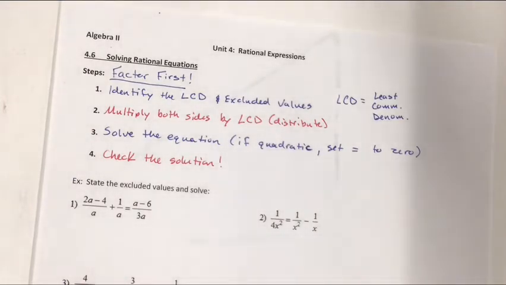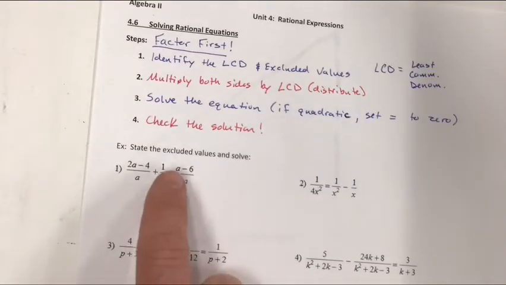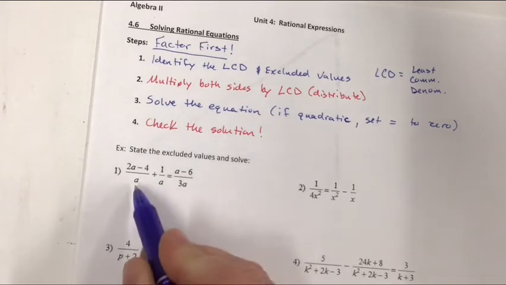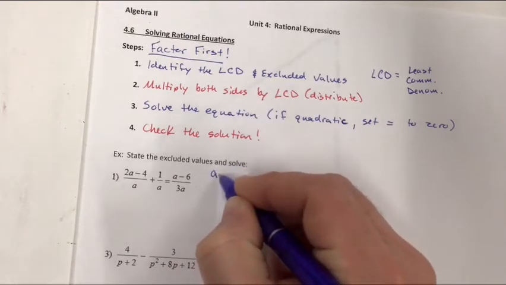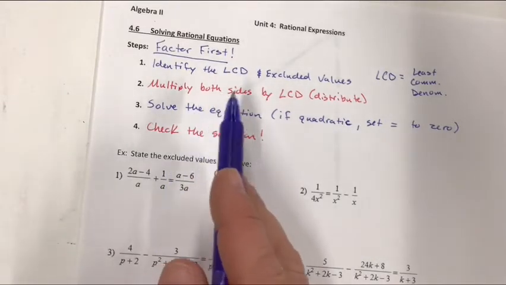So let's take a look at our first example. Okay, in our first example, we want to state the excluded values first. Before I give you any other instruction, we can look at the denominators and realize in every one of these fractions, the only thing that would make the denominator 0 is if a was 0. So that's my excluded value. a cannot equal 0.